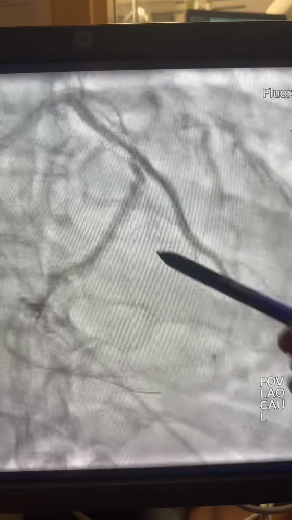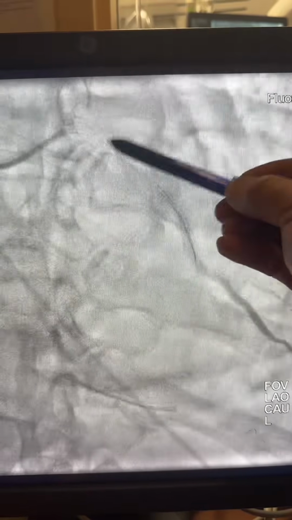flaring the ostium here, crushing with an NC balloon, 7 French as usual. You see where we're going to place the stent. From here up to there we're going to put a 3.0 by 38, and here is the 3.0 by 38 stent at high pressure after we pull the wire out of the OM.